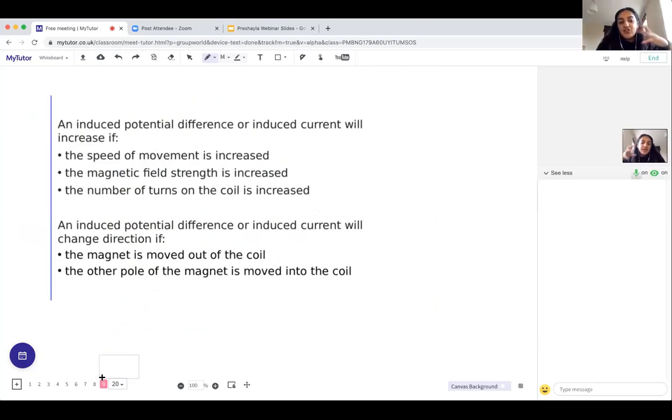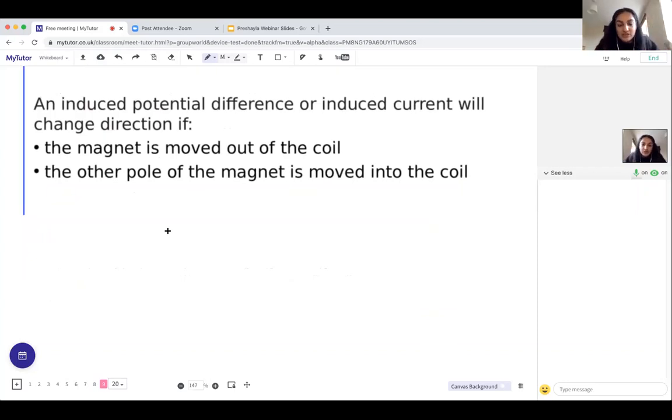So how can we change the direction of the induced potential difference or the induced current? The thing that determines the direction of the current, whether it's positive or negative, is whether the magnet is being moved out of the coil, or the other pole of the magnet is moved into the coil. So when the magnet's being taken out and taken in, and then you flip the magnet round and put it in and out again, that's going to give different directions of current.